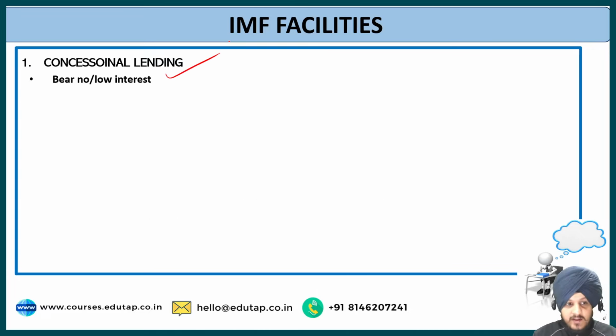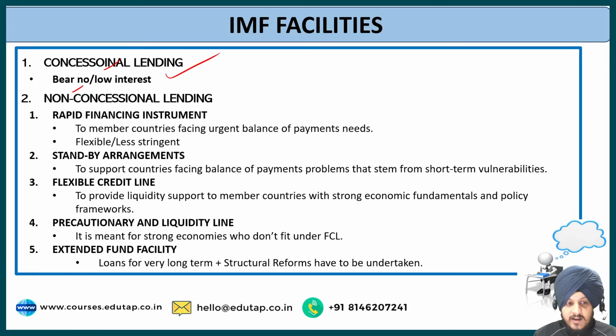The second is the non-concessional lending. The non-concessional lending can be of different types. The first one is the rapid financing instrument. So it is given to those countries who are facing very urgent balance of payment needs, and these loans are usually flexible or less stringent. So this is what the rapid financing instruments are.